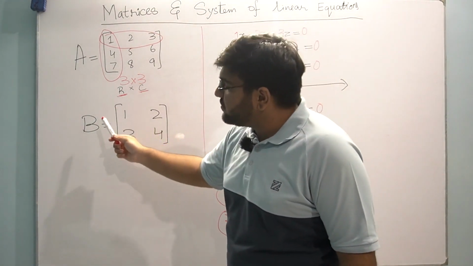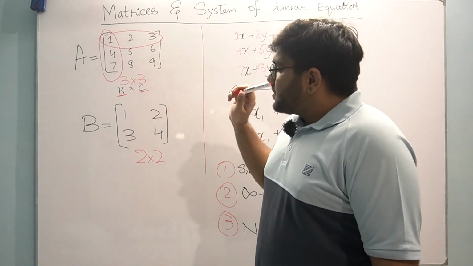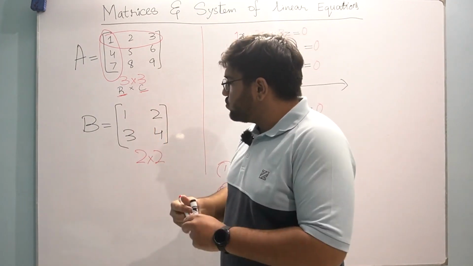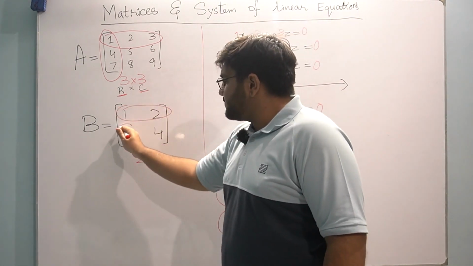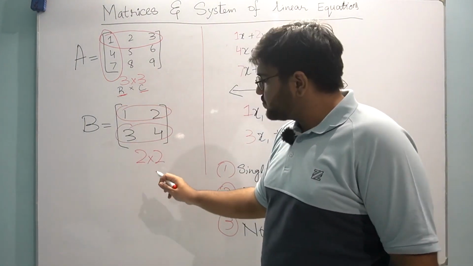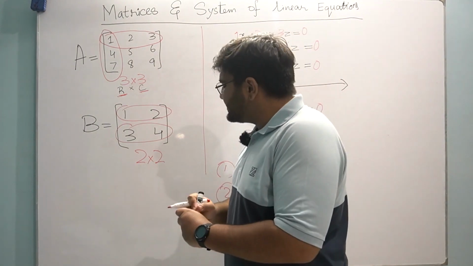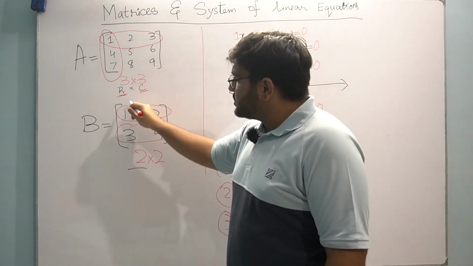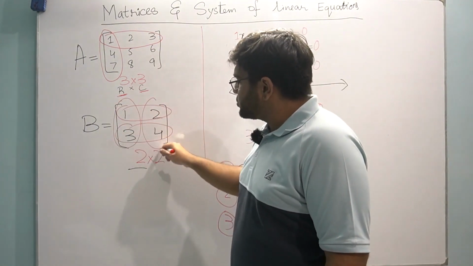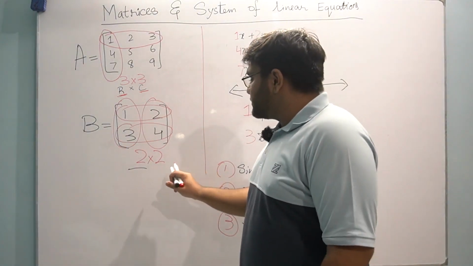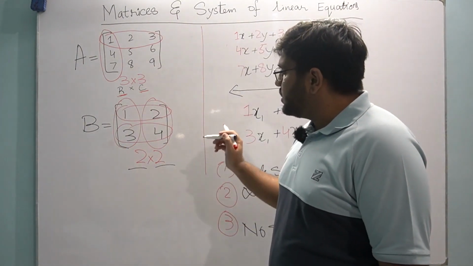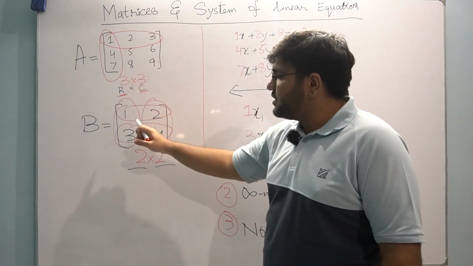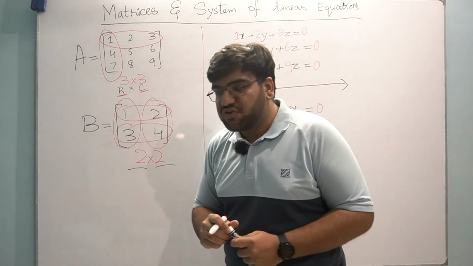Now coming towards the matrix B, how many columns and rows are there? If I check the rows, first row and second row, so there are two rows. That's why 2 is written already there. And how many columns are there? This one is the first column, second column. So this is called a 2 by 2 matrix. Matrix A was 3 by 3 and matrix B is a 2 by 2 matrix.